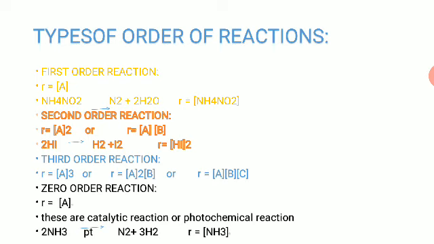In the first order reaction, the rate of the reaction only depends upon the concentration of one reacting species, whereas in a second order reaction, the rate depends upon the concentration of two reactant species. These two reactant species may be similar or dissimilar. For the third order reaction, the rate depends upon the molar concentration of three reacting species. These may be similar or different. But for the zero order reaction, the rate does not depend upon any concentration, and these are the catalytic reactions or the photochemical reactions.